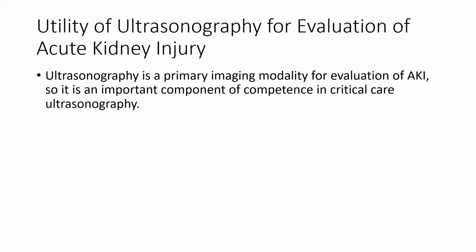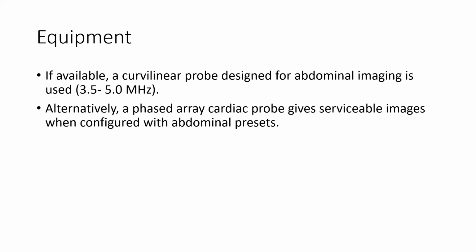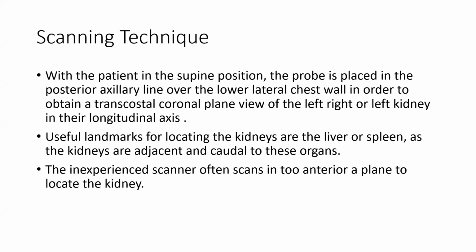Now, the utility of ultrasonography for the evaluation of kidney injury. Ultrasonography is the primary imaging modality for evaluation of AKI, and it is an important component of competence in critical care ultrasonography. The equipment that we use for imaging the kidney is a curvilinear probe designed for abdominal imaging. Alternatively, a phased array cardiac probe gives serviceable images when configured with the abdominal preset.